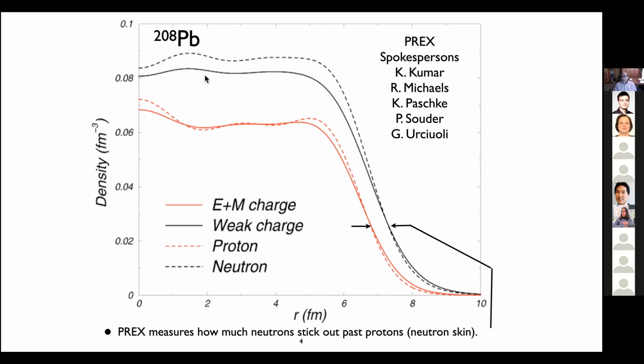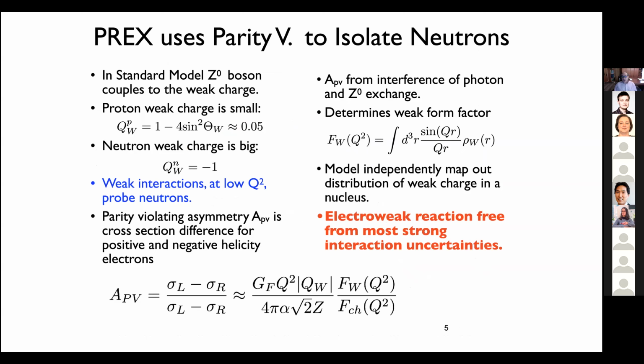And with parity violating electron scattering, we can measure this weak charge density. In particular, the goal of the CREX experiment is to measure at a single low Q squared and determine how much the weak charge density sticks out compared to the charge density. And this is measuring the thickness of the neutron skin. So we use parity violation to isolate the neutrons.